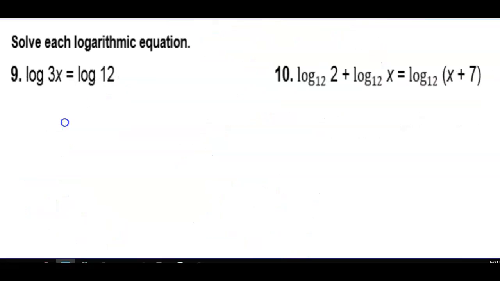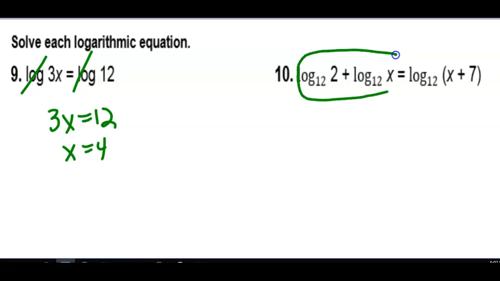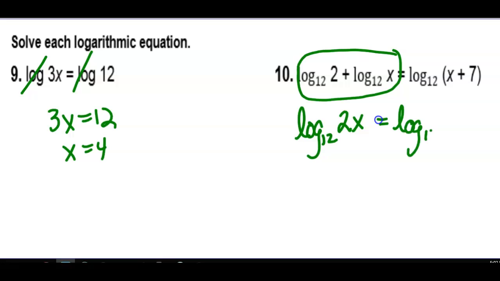All right, here's the easy kind. When you have 1 log equals 1 log, you can just divide these out and you get 3x equals 12, x equals 4. But that does not work over here. You can combine these, okay? And a plus means times, so you have log base 12 of 2x. And then, and only then, do you have 1 log equal to 1 log, and you can divide that out, or remove that, undo that.